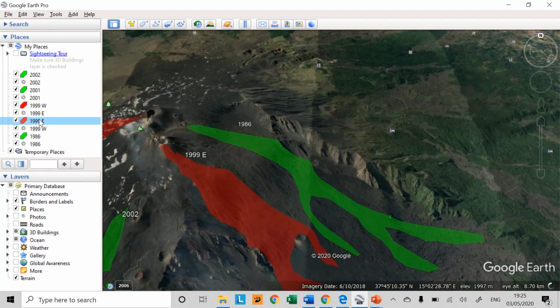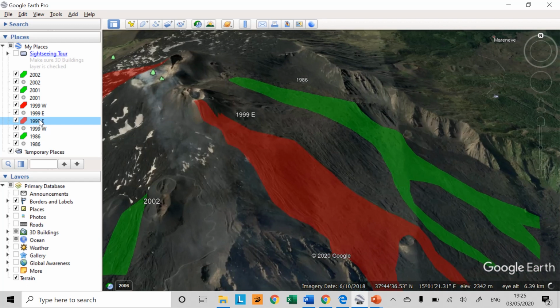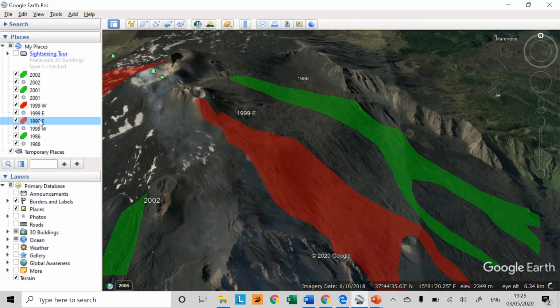The second lava flow is the 1999 Eastern Flow. This erupted from three primary vents located along a fissure system between the 4th of February and the 14th of November. Its long-lived effusive activity came from fissures at the southeast and east-southeast base of the southeast crater cone.